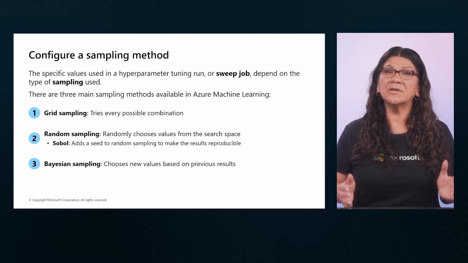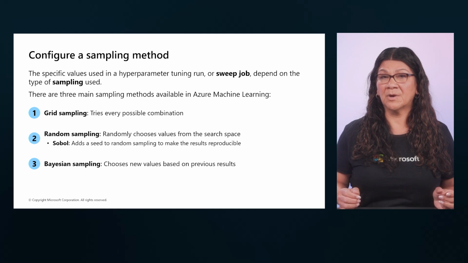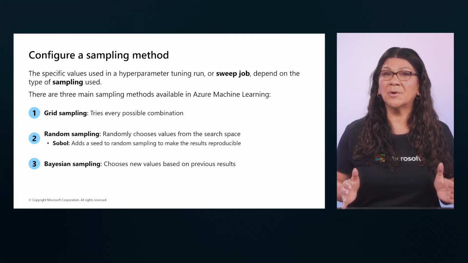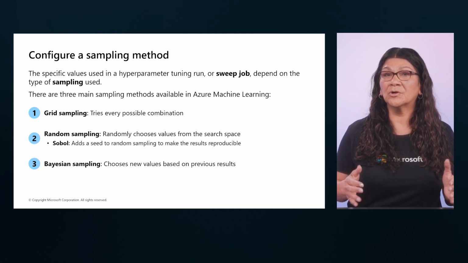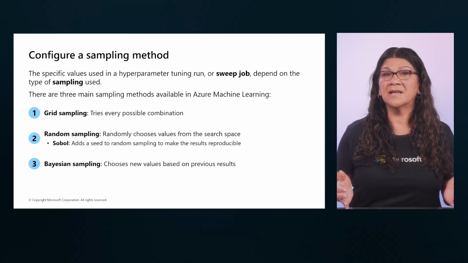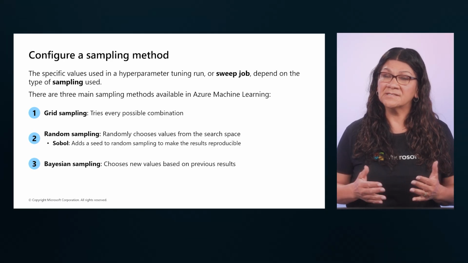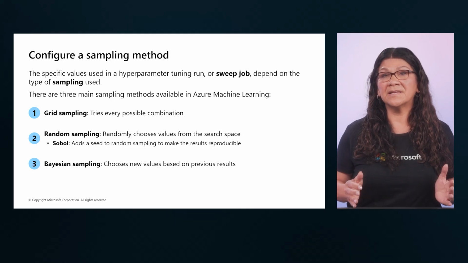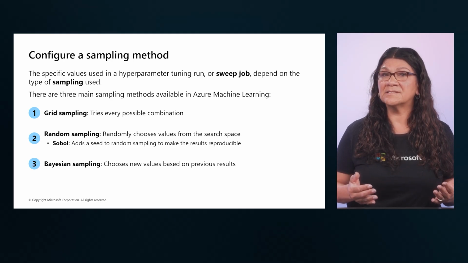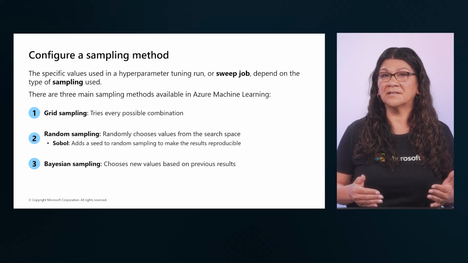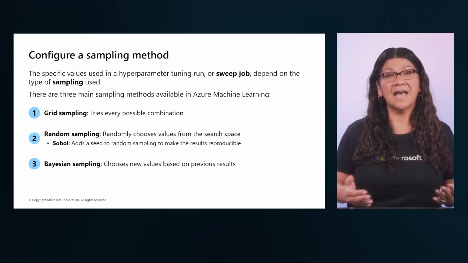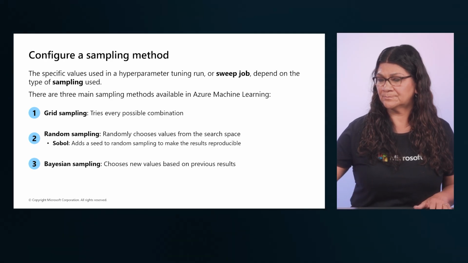For example, when tuning a diabetes prediction model, random or Sobol sampling might explore combinations of learning rates and batch sizes across the entire space, while Bayesian sampling quickly zeroes in on the combination that yields the best AUC after the first few trials.